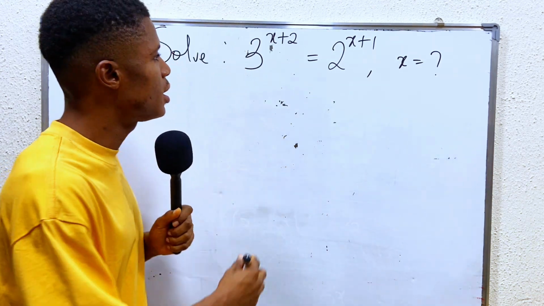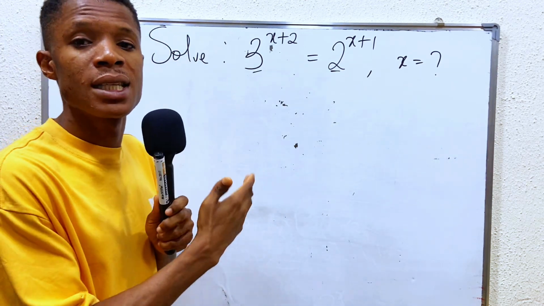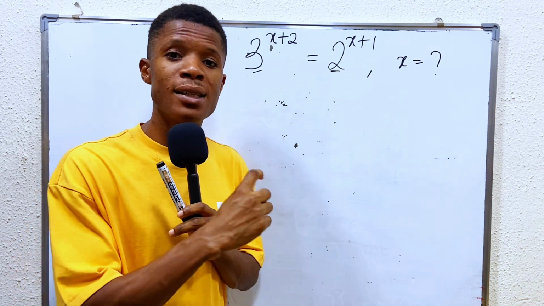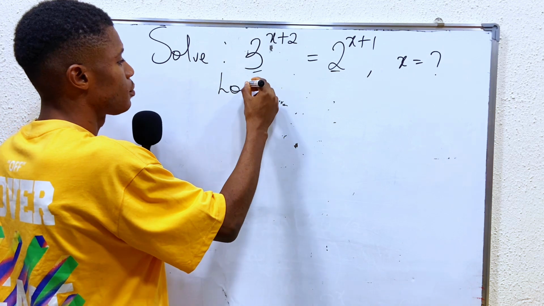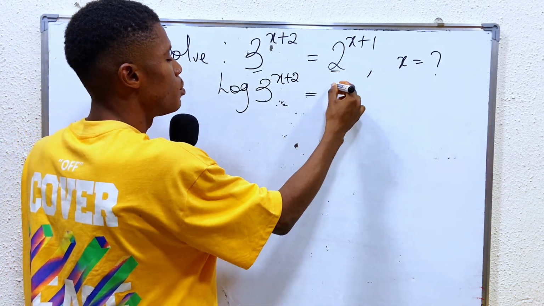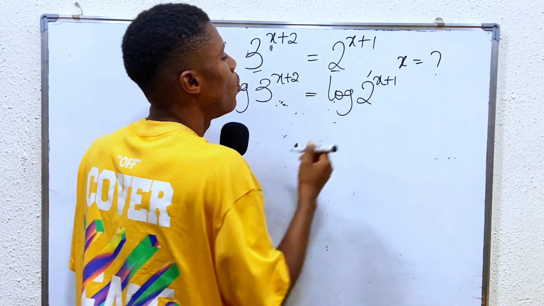To solve this, you see that the base here is 3 and the base here is 2, so the two terms cannot be expressed in a common base. So what do we do? We take the log on both sides. If you take the log of 3 to the power of x plus 2, this will be equal to the log of 2 to the power of x plus 1.